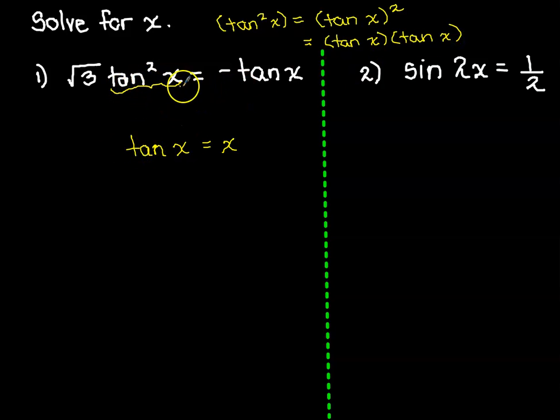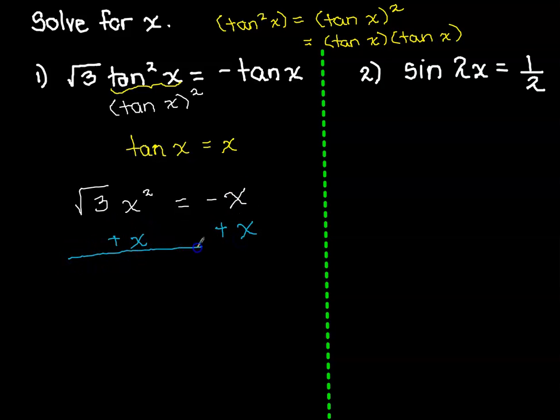So when I'm replacing the tangent with x, it's just going to say square root of 3 x squared, because this is the same thing as saying square root of 3 tangent x squared. So I replace the tangent with x, bring down the squared, and then bring down the equal sign, and instead of negative tangent x, it's going to say negative x. So now we have an algebra perspective, and this is a quadratic equation because the highest exponent, or the degree, is 2, and when we solve quadratic equations, we make sure that one side of the equal sign is 0. So I'm going to add this x to the other side.